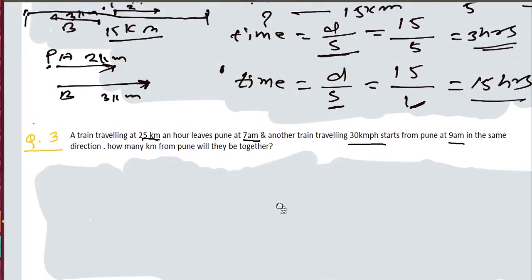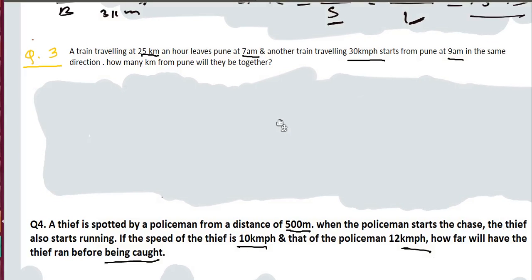So let's solve another question. A train traveling at 25 km per hour leaves Pune at 7 a.m. Here is a station, Pune. A train is traveling at 25 km per hour and leaves at 7 a.m.